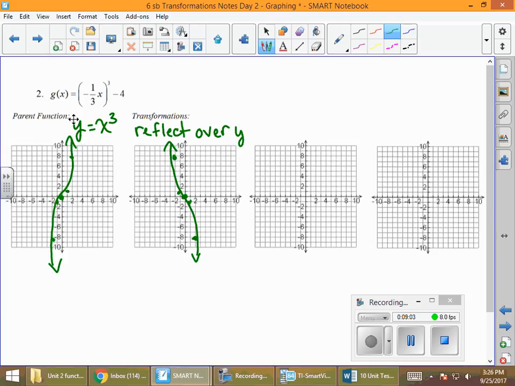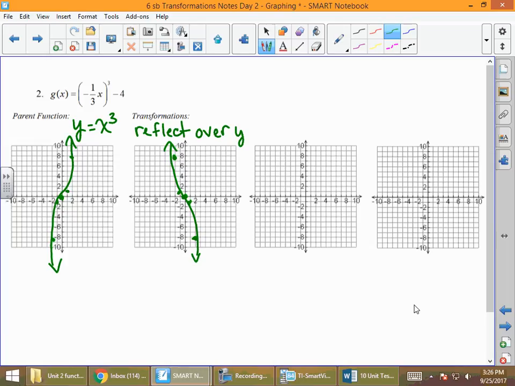The next transformation that I see here is the 1/3. And the 1/3 is going to be a horizontal stretch by the reciprocal of 1/3, which is by 3. What's going to happen here is that we're going to have to multiply our x values in our ordered pairs by 3. So the x value in 0, 0, 0 times 3 is 0. So 0, 0 is going to stay the same.